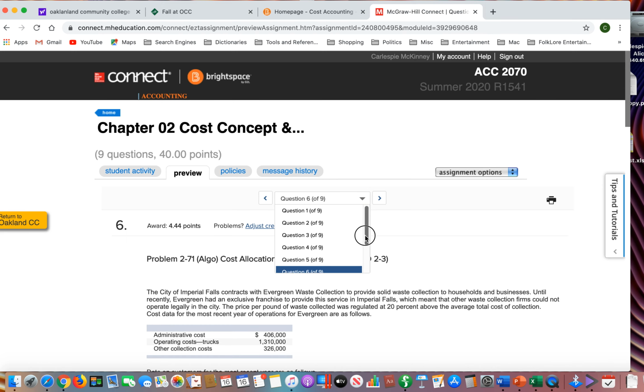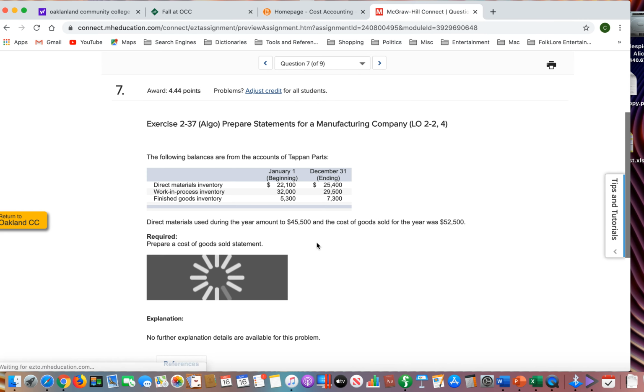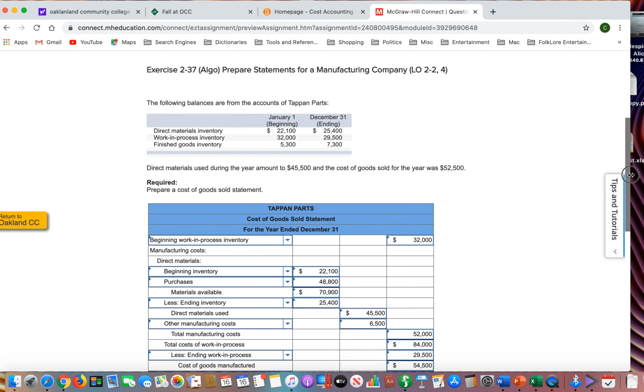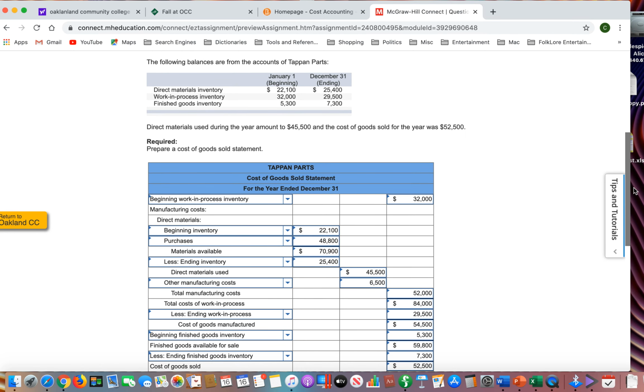Okay, number 7. Again, you need to prepare a cost of goods sold statement. But notice this, folks. This takes some straightforward analytical thinking. I'll just give you an example. Direct material at the beginning of the year was 22,100. The ending inventory was 25,400 for direct material. So let's look at direct material here.